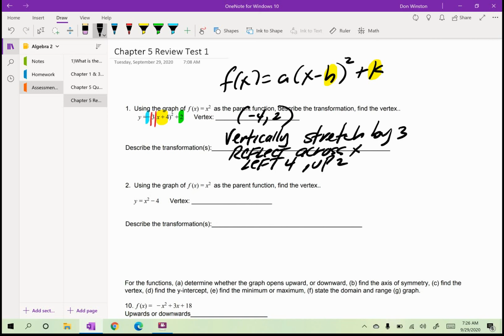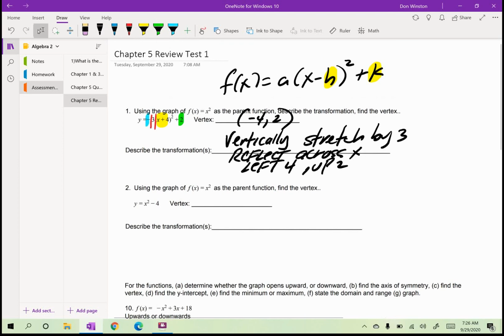All right, let's look at the next one. Describe what's the vertex there. Okay, so I didn't go anywhere left or right, so my vertex, the axis of symmetry, is still x equal to 0. And then I went down 4. If you wanted to take a look, x minus 0 squared is just x squared. So my axis of symmetry is 0, and I went down 4. So describe the transformation: down 4.